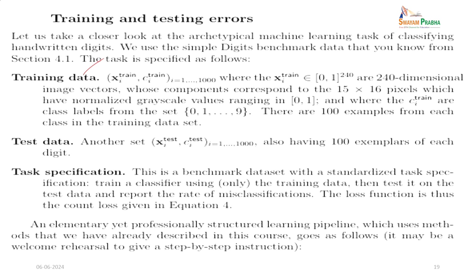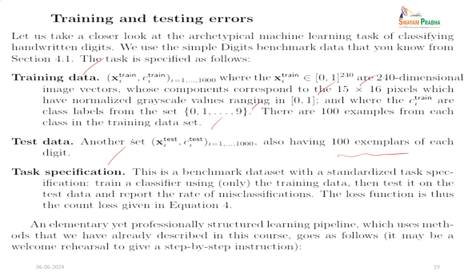So, xi train and ci train, where i varies from 1 to 1000, where xi train belongs to [0, 1] to the power 240. 240 represents 240-dimensional image vectors whose components correspond to 15 by 16 pixels, which have normalized grayscale values ranging from 0 to 1, and where the ci train are class labels from the set 0 to 9. So, there are 100 examples from each class in the training data set. Test data is another set, xi test and ci test, where i varies from 1 to 1000, also having 100 examples of each digit.